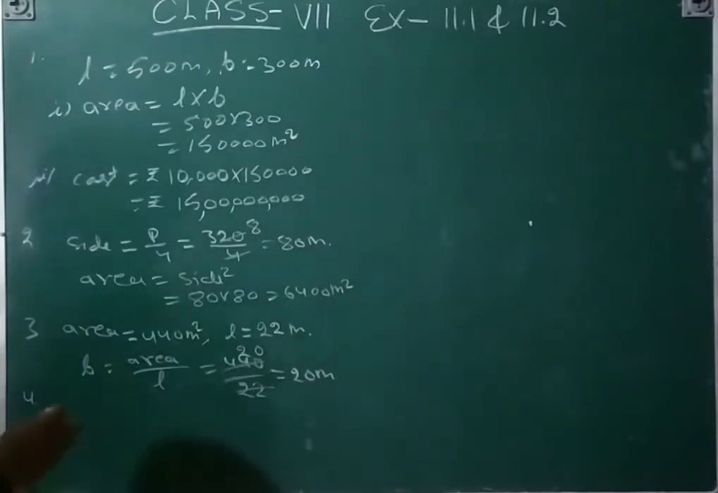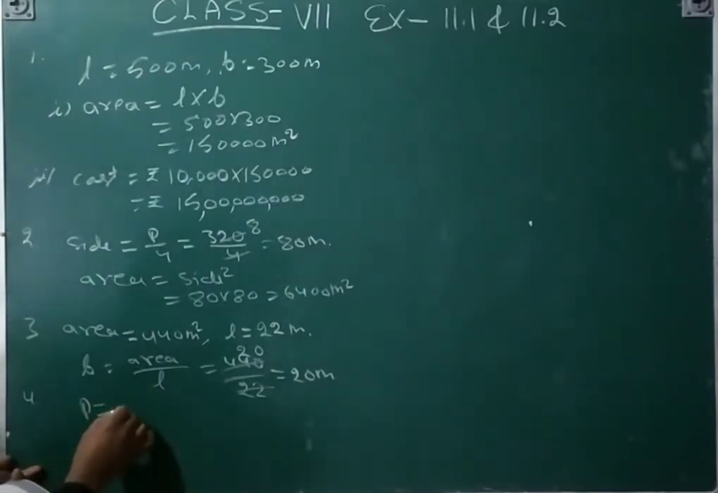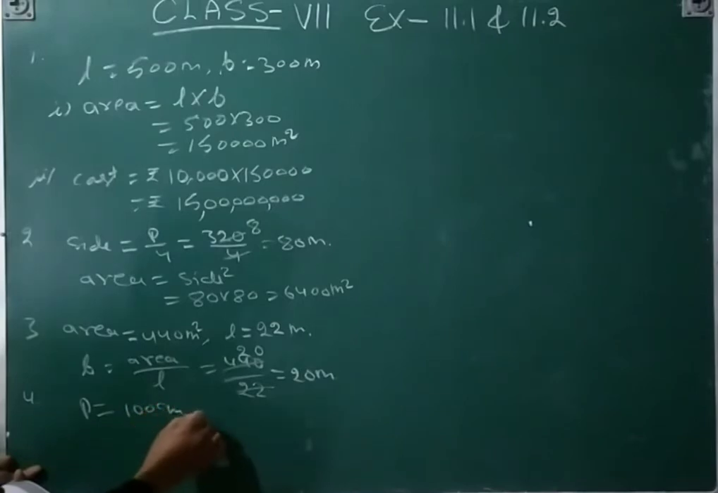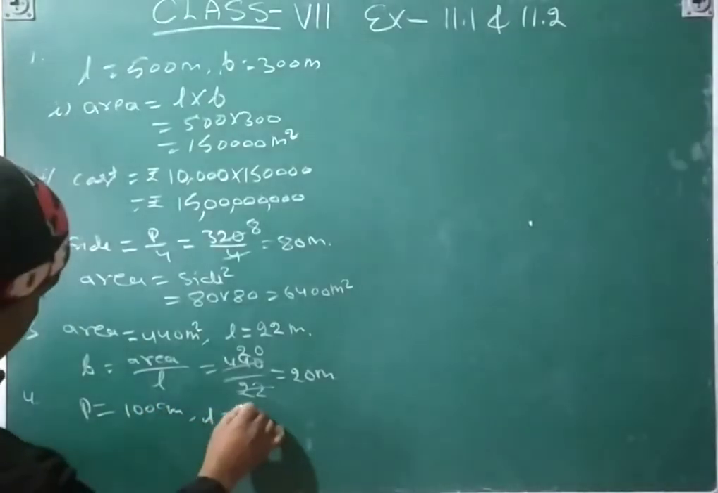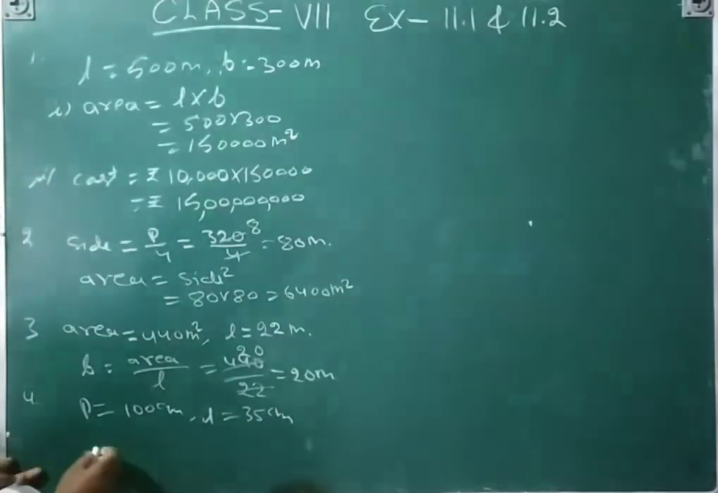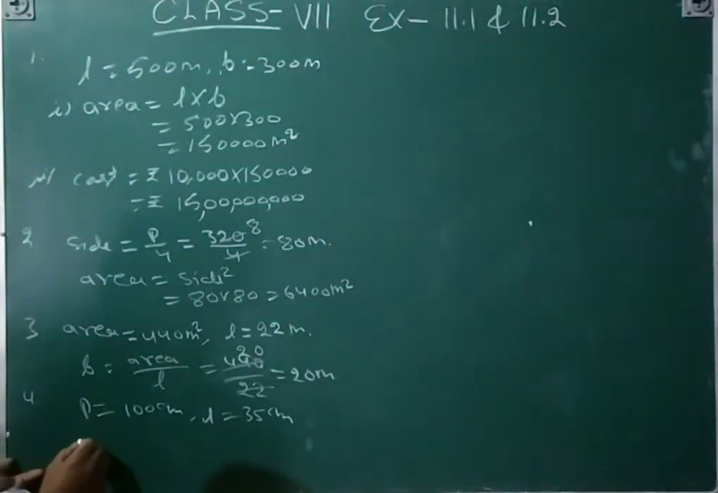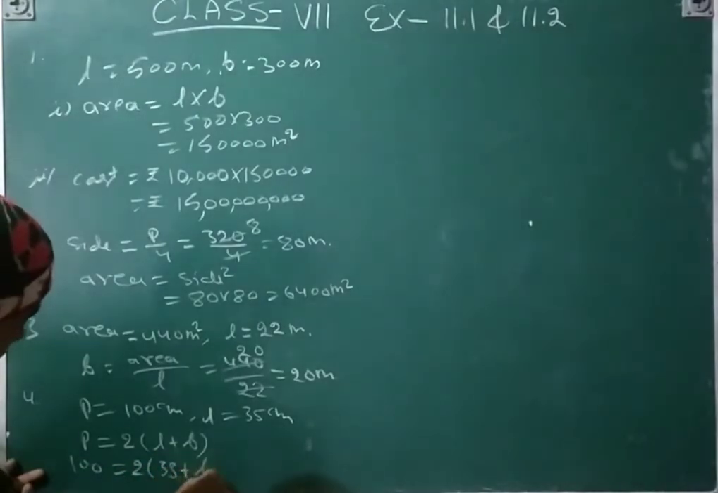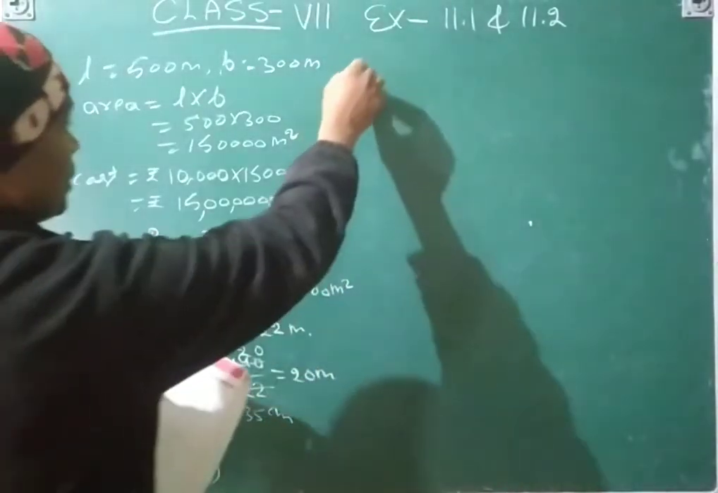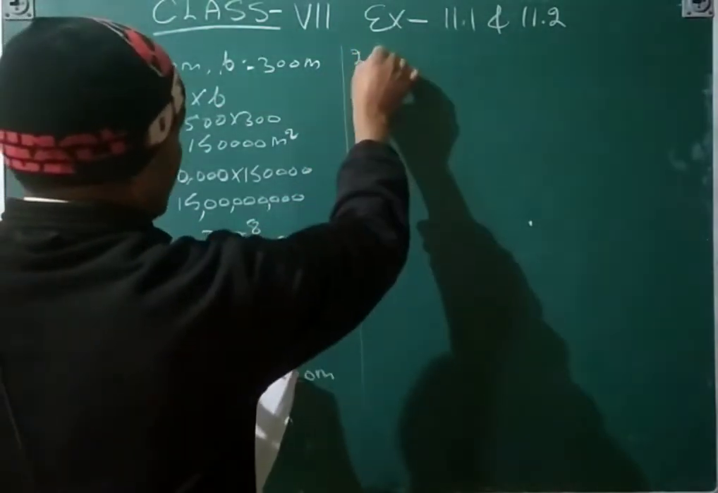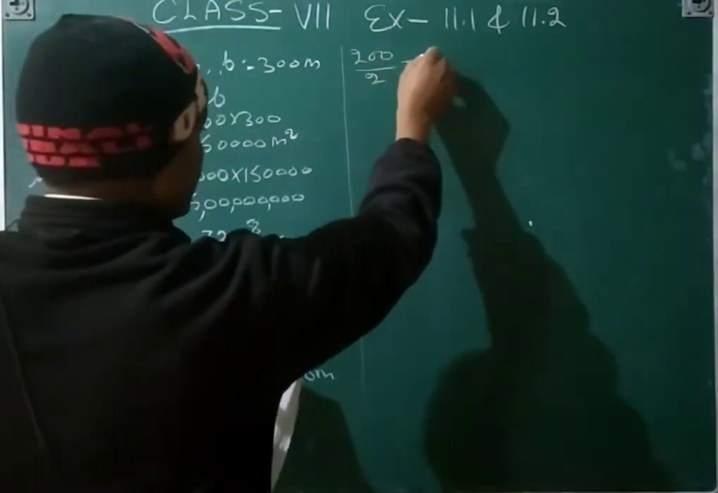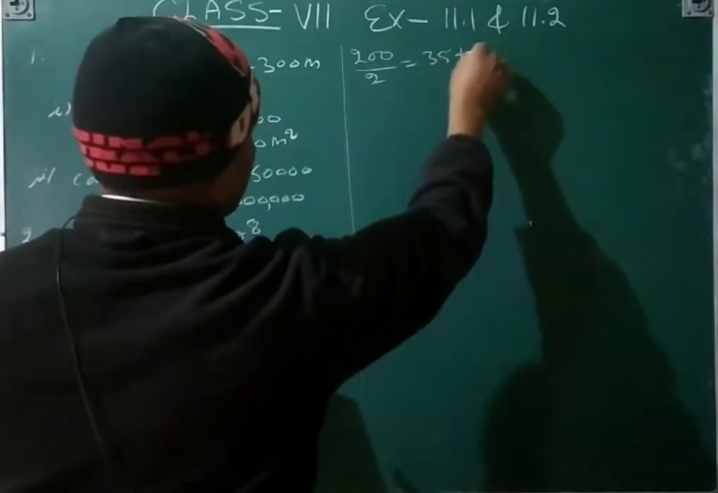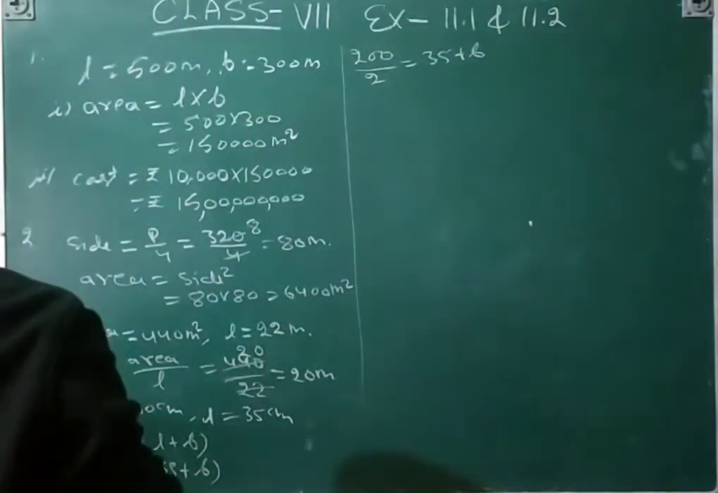Fourth question, the perimeter of a rectangular sheet is given, and the length is given. Find the breadth. The perimeter is 100 centimeter, and the length is 35 centimeter. We know perimeter is equal to 2 bracket L plus B. So 100 is equal to 2 bracket 35 plus B. So the 2 will go to the other side, 200 upon 2 is equal to 35 plus B.